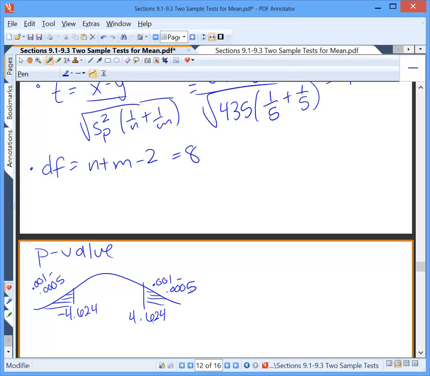Now, because the area in both tails is between 0.001 and 0.005, if I add those together, or I double one of these areas, I get that my total p-value is between 0.001 times 2 is 0.002. 0.01 times 2 is 0.02. So between 0.02 and, if we times 0.005 times 2, we get 0.001. So my total p-value is between 0.02 and 0.001.